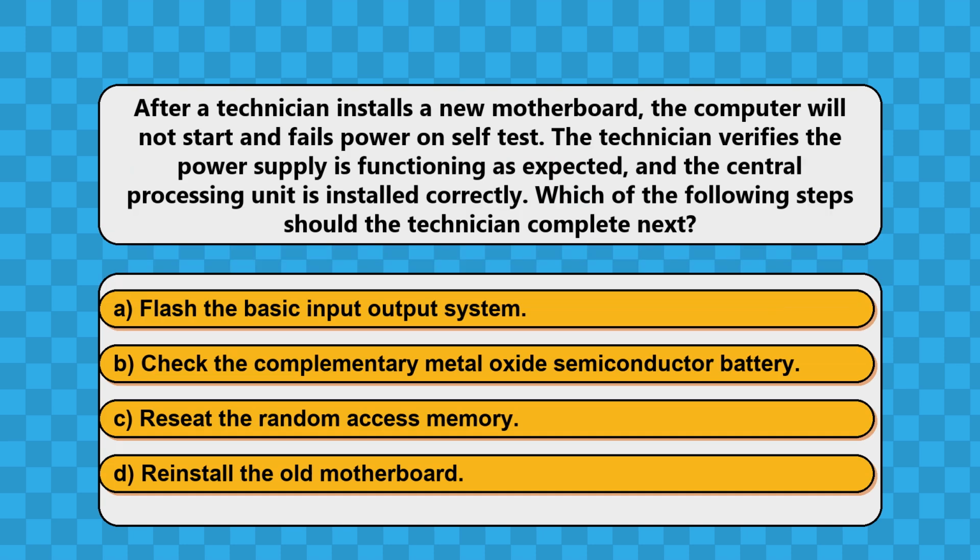Question 33. After a technician installs a new motherboard, the computer will not start and fails power on self-test. The technician verifies the power supply is functioning as expected, and the central processing unit is installed correctly. Which of the following steps should the technician complete next? Option A. Flash the basic input-output system. Option B. Check the complementary metal oxide semiconductor battery. Option C. Reseat the random access memory. Option D. Reinstall the old motherboard.